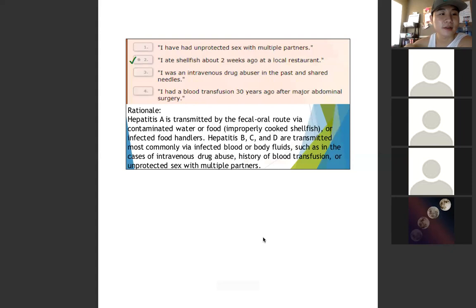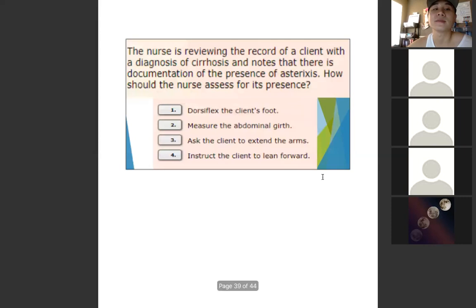So we have number two, because hepatitis A is transmitted via the fecal-oral route. It can be contaminated water, contaminated food, improperly cooked shellfish, or infected food handlers. B, C, D are transmitted most commonly via infected blood or body fluid, such as in the cases of intravenous drug abuse, history of blood transfusion, or unprotected sex with multiple partners.